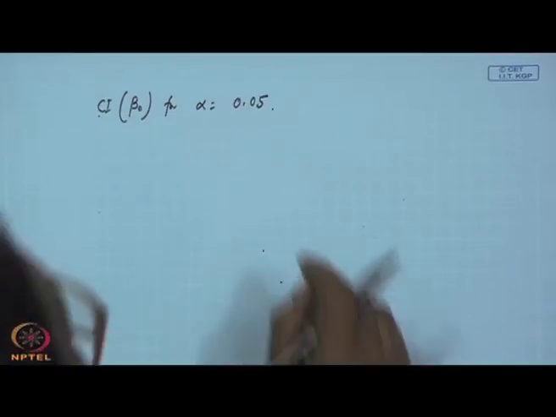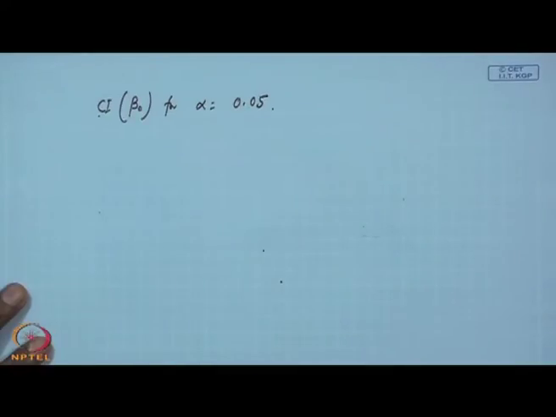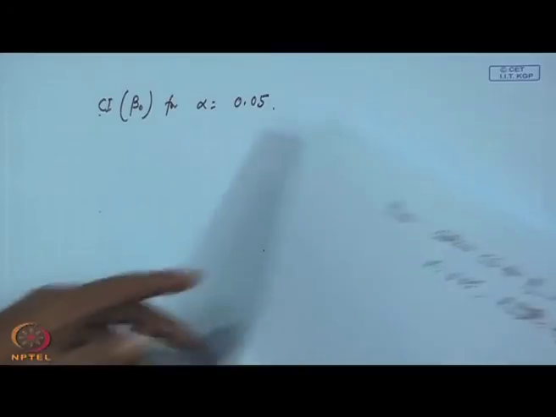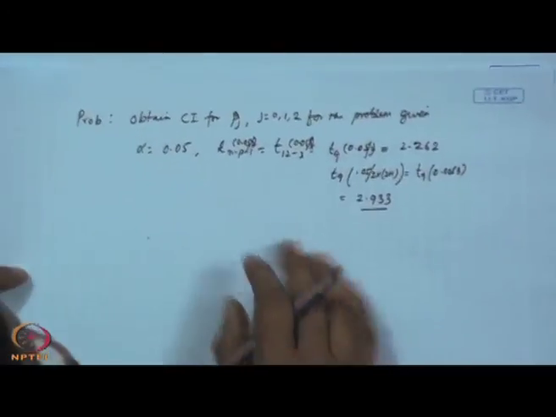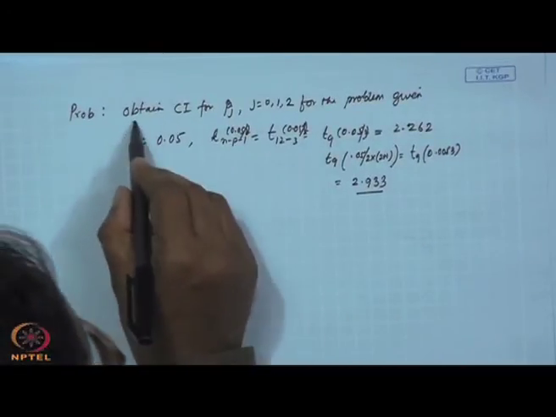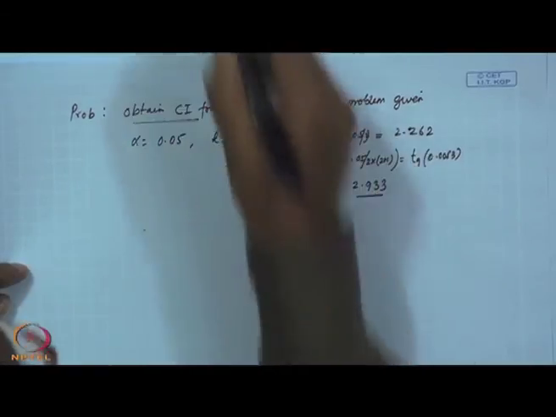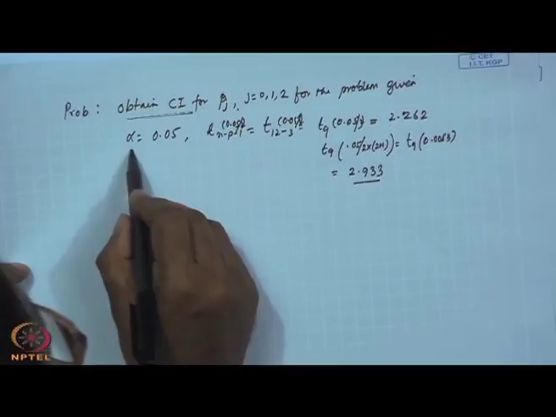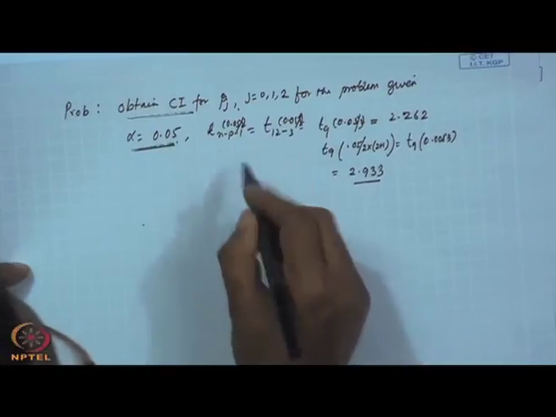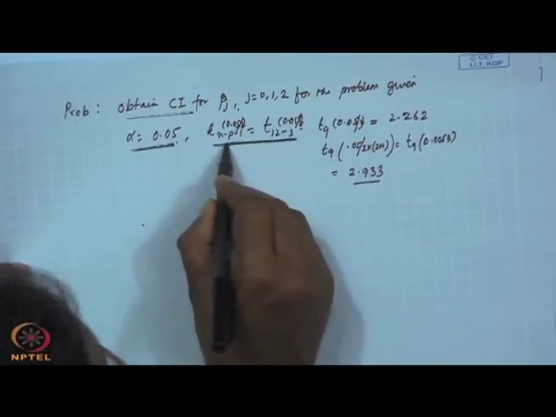Okay. So, what are the things you require for this? If you want to calculate this, what are the things you require? As I have written here, obtain the confidence interval for beta j, j equal to 0 to 1, for the problem given, now with alpha equal to 0.05. You require to know this quantity.